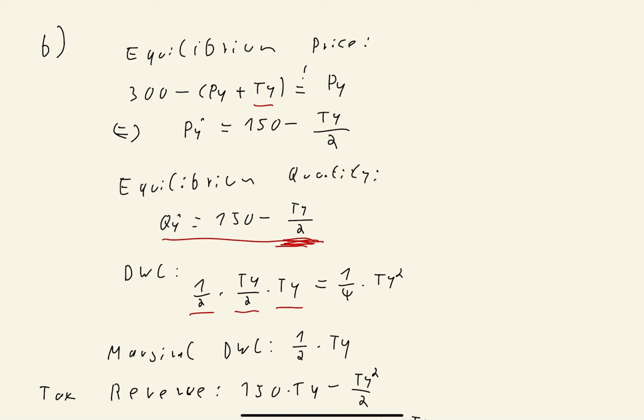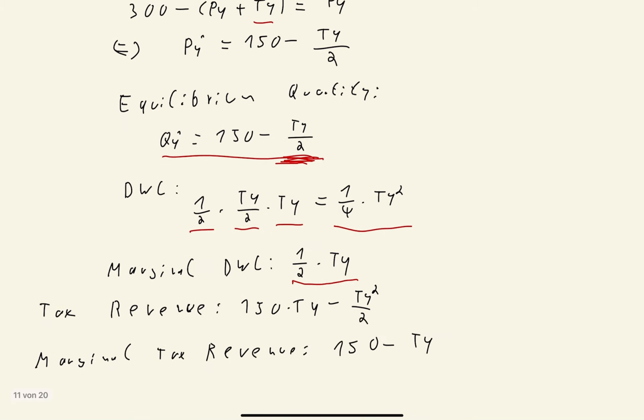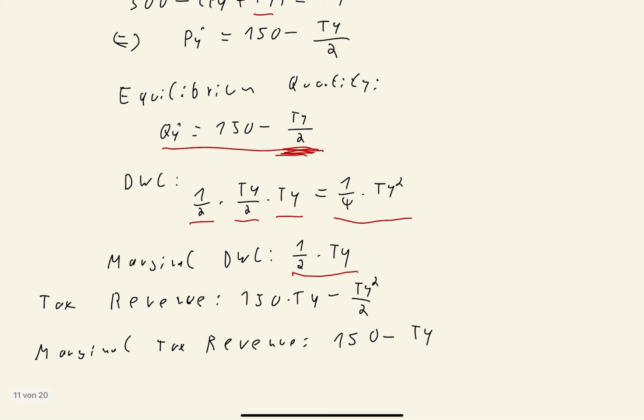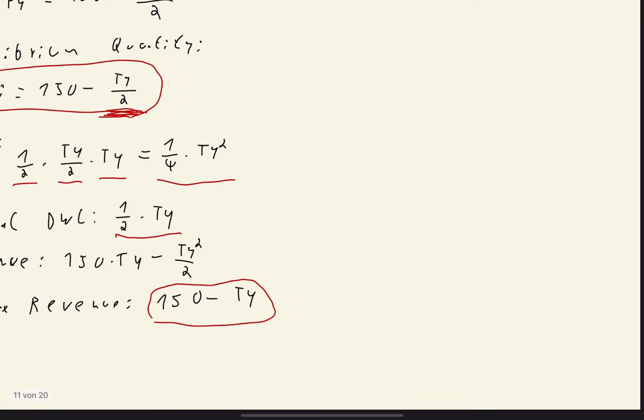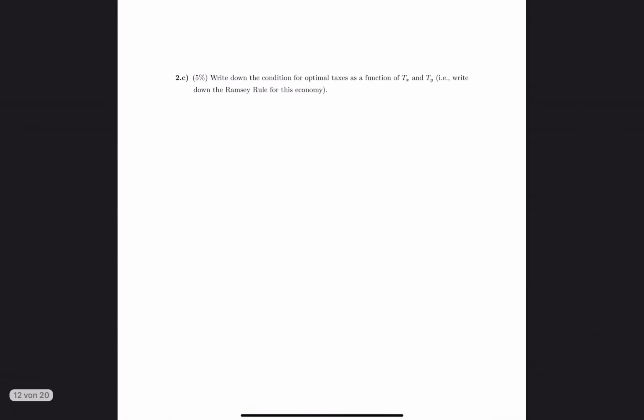So the total deadweight loss will then be 1/4 times ty to the power of 2, and the marginal deadweight loss will be simply 1/2 times ty. Now the tax revenue is 150 times ty minus ty to the power of 2, divided by 2. Here we simply multiply the equilibrium quantity with the tax, and then we can calculate the marginal tax revenue, which is simply 150 minus ty. And yes, this finishes this sub exercise.